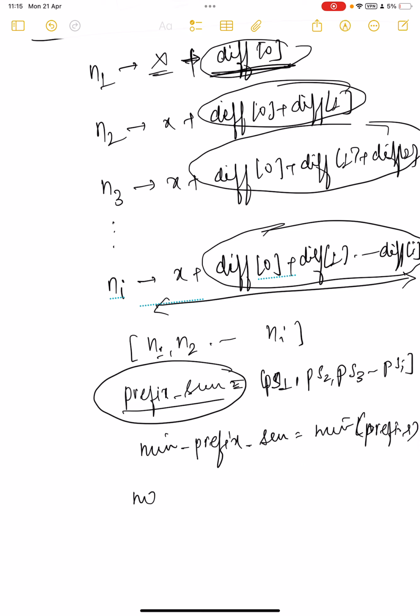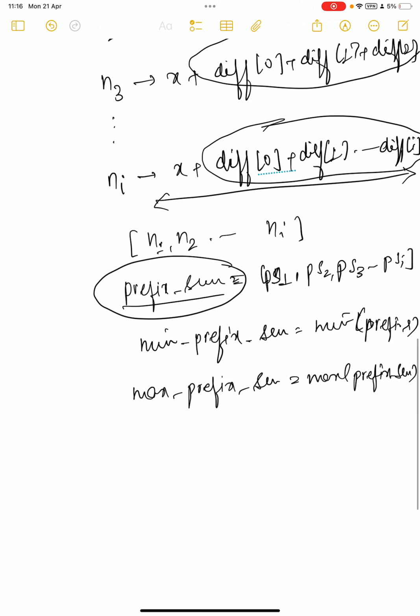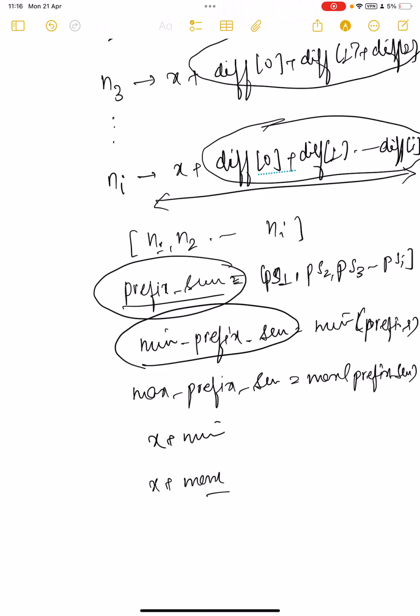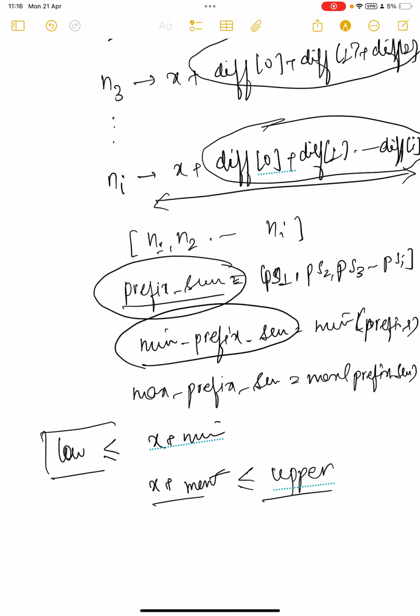and then if I find the maximum of prefix sum, then if I add x plus the minimum of prefix sum, and then x plus the maximum of prefix sum, they must lie between my lower range, which is lower less than or equals to this, and then x plus max of prefix sum less than or equals to upper. This needs to happen, then and only then our sequence is called valid.